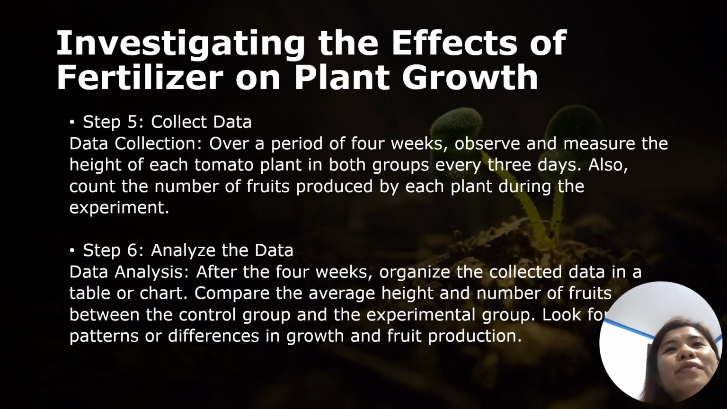Step 5, over a period of 4 weeks, observe and measure the height of each tomato plant in both groups every 3 days. Also, count the number of fruits produced by each plant during the experiment. So in this step, you can show a table, no? Table. So you are going to enumerate group A, group B, then that's for the first column, for example. Then the second column, so you're going to mention the height, no? Height of each tomato plant.